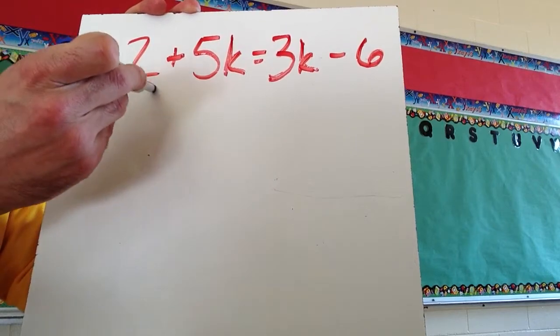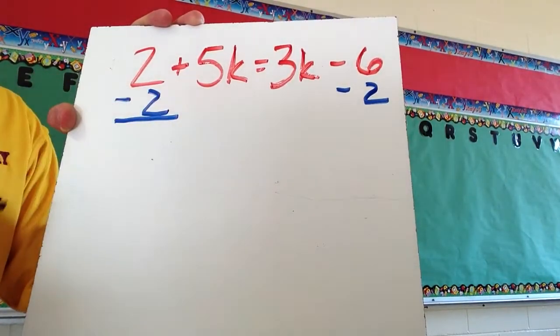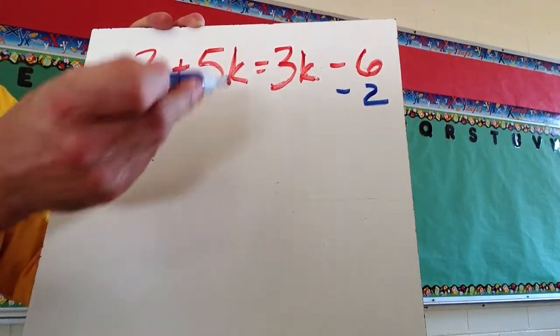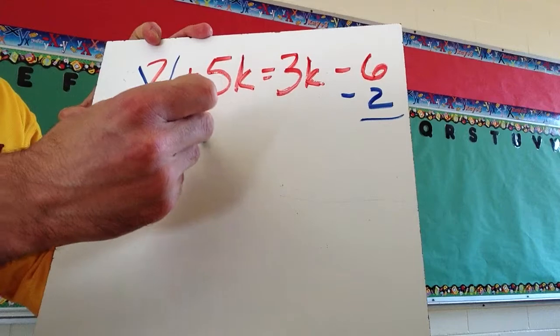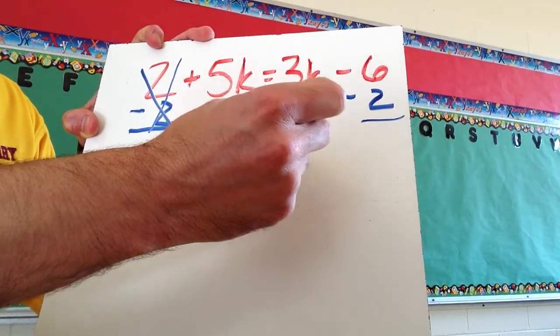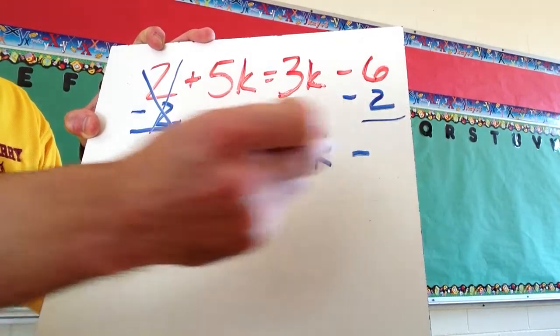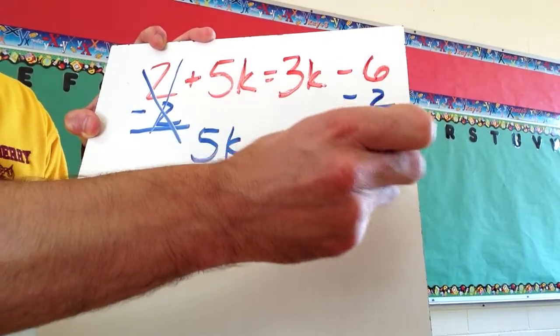So the first thing I'm going to do is get rid of this 2, or move this 2, which means to eliminate that, 2 minus 2 is 0, which means I need to subtract 2 from that side, and I'm left with 5k equals 3k. Negative 6 minus 2 is not negative 4. This should be negative 8.